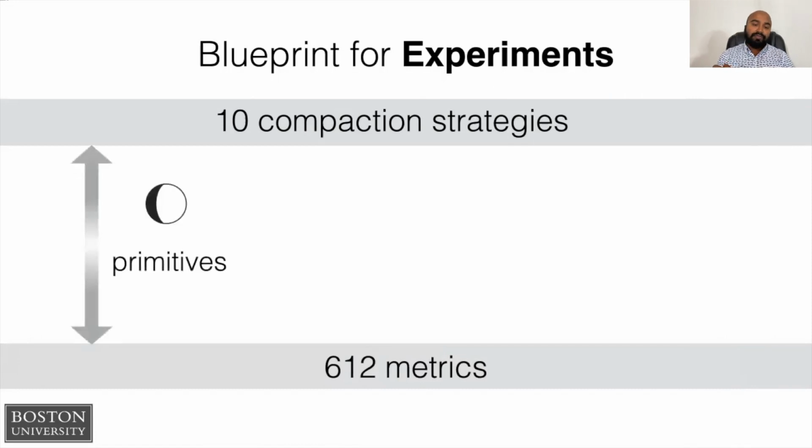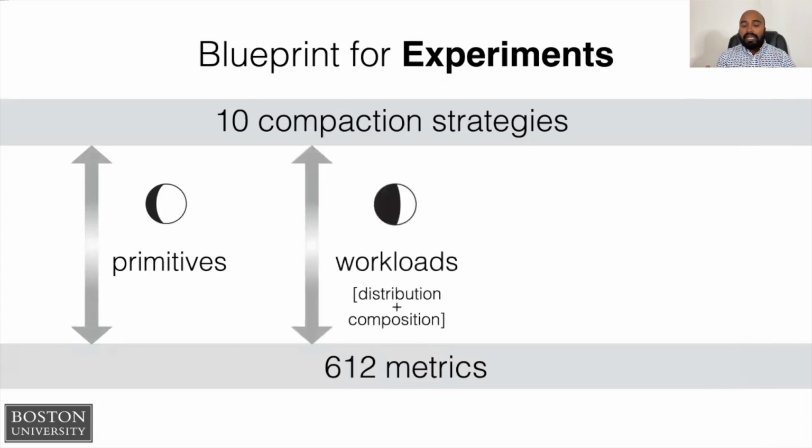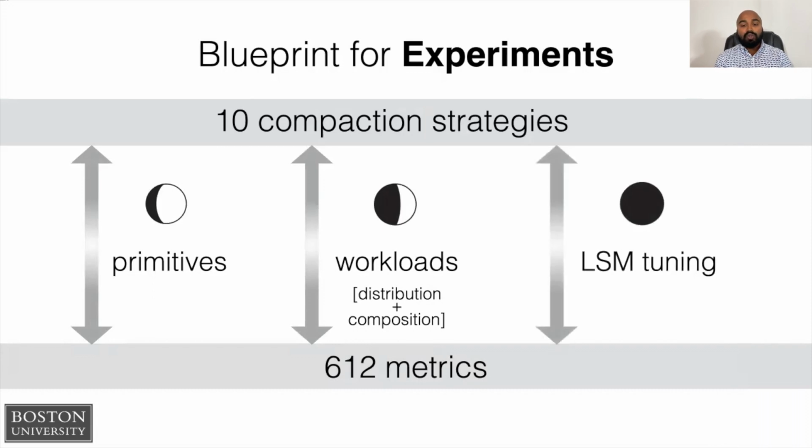The first set of experiments give us the primitive level understanding about how the different primitives individually affect the performance metrics. Next, we design experiments to learn how the workload composition and the workload distribution influences the compaction performance. And finally, we vary the LSM tunings to understand their impact on compactions. I will discuss a few key observations here, but a detailed discussion on this can be found in the paper.